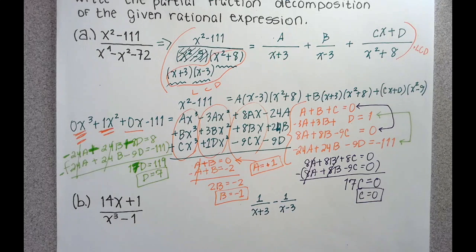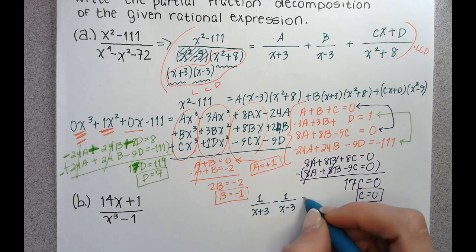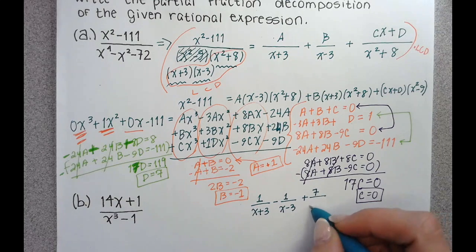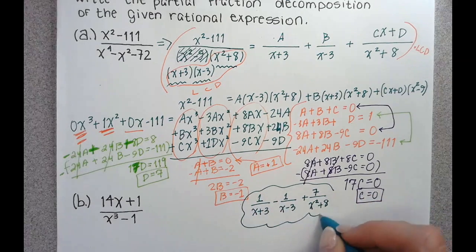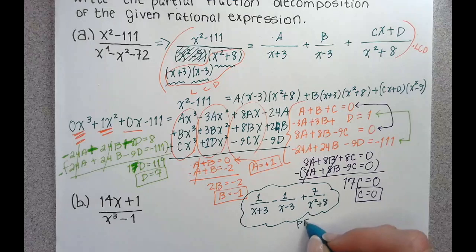My c is 0, so it's 0x plus d. So really I'm just left with a 7 on top. And I still have the x squared plus 8 on bottom. So this right here is the partial fraction decomposition of the original problem.